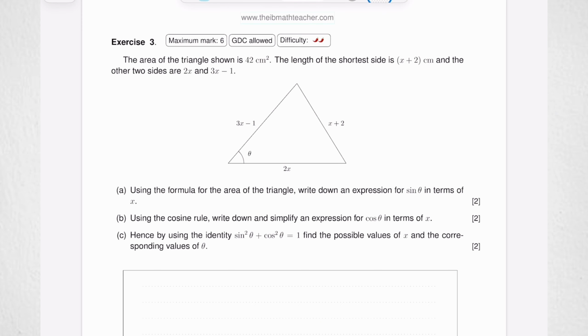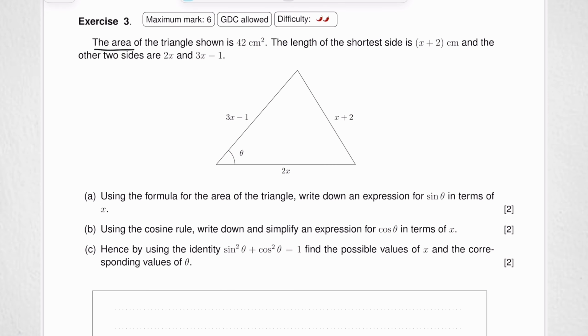In this question number 3, we have a trig question, of course, topic 3, trig, that involves area of triangles, it involves the cosine rule, and a trig identity. So lots of concepts inserted into the same question. So let's tackle it. We know for a fact that the area of this triangle is 42. We have sides x plus 2, which is the shortest one, and the other ones are 2x and 3x minus 1.